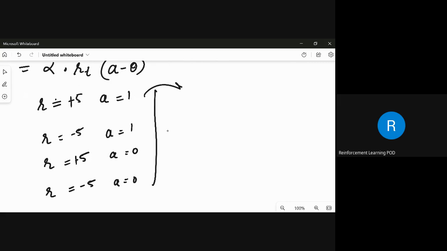Now in this first case, see, alpha is some positive quantity multiplied by RT, which is 5, and A minus theta. See, theta is going to be between 0 and 1. So what's going to happen here now? I'm taking action 1. Recall that this is your delta theta.